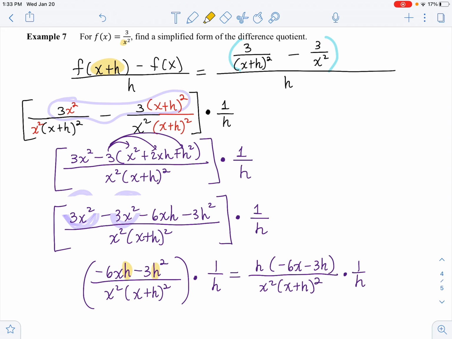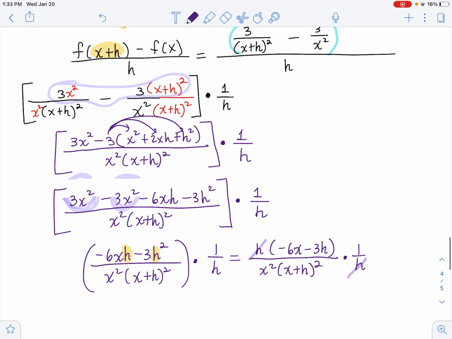Why did I pull out the h? Because I wanted to cancel out that h. Cancel, cancel. So we have a final answer now. The final answer is negative 6x minus 3h over x squared times x plus h squared.